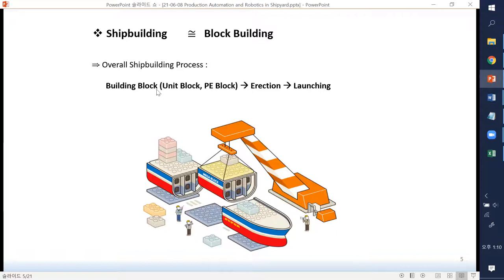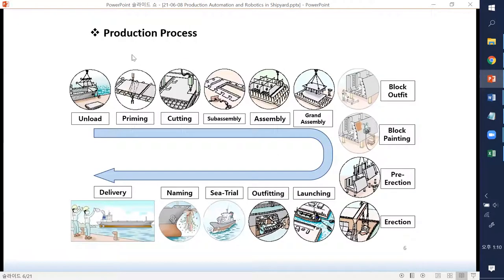So building block or unit block or P block, pre-erection. The PE is a pre-erection block. And then erection is here, E, pre-erection, and then launching. So erection and joining, you need to have a welding between blocks, and then the ship can float. So this is the overall process of ship production.